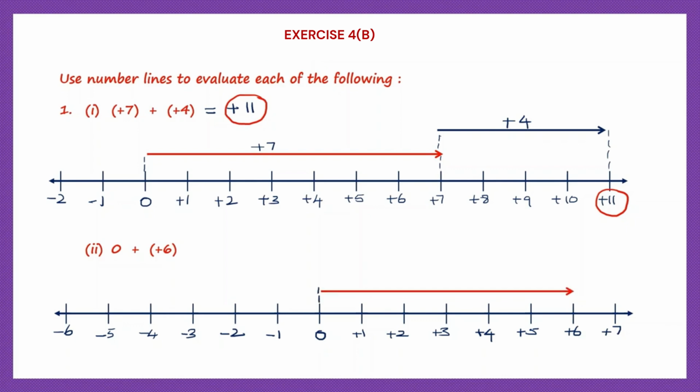Okay, so here we have reached 6. So what have we done? We have added 6 and we have reached this answer, which is also plus 6. So let's write this as our answer here. 0 plus 6 is plus 6. So here also we have done the addition using the number line.